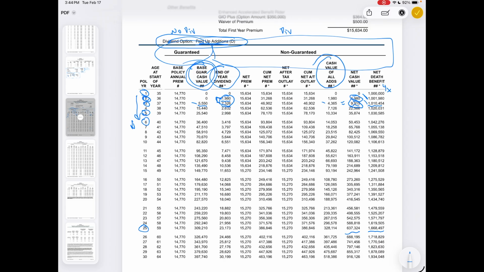Now, you might look at this ledger, and you might look at the accumulation of dividends through, say, year 5, and look at the total of cash value of all adds, and realize that these 4 numbers added up do not equal $10,334. They actually equal $9,936. So why is the cash value of all adds higher than the sum of the dividends paid?